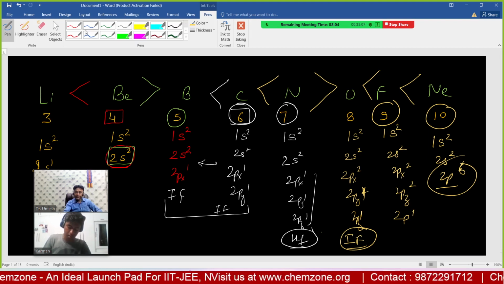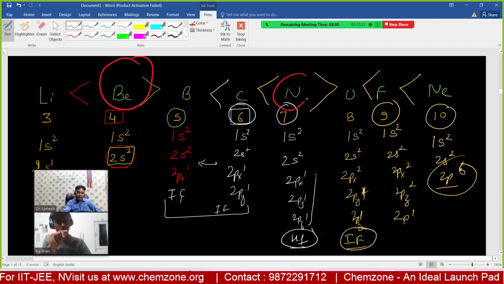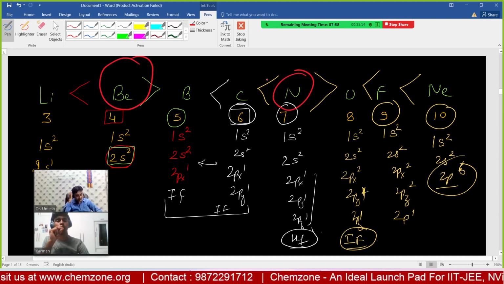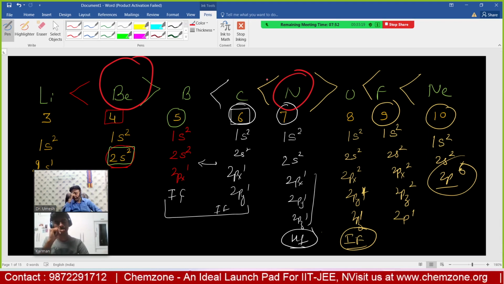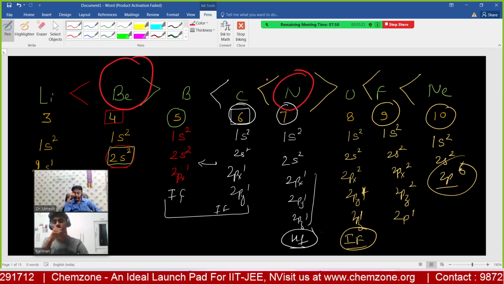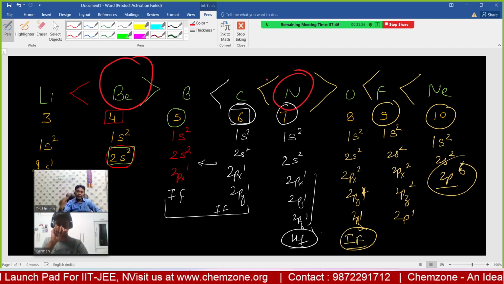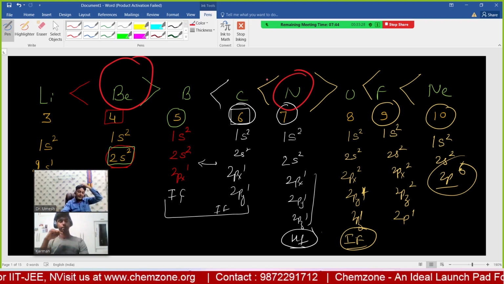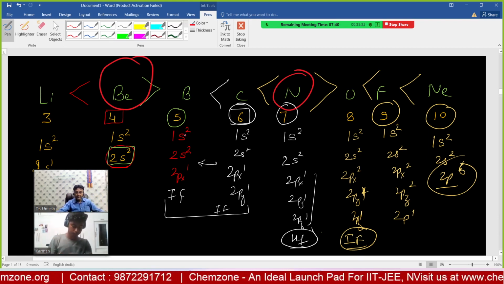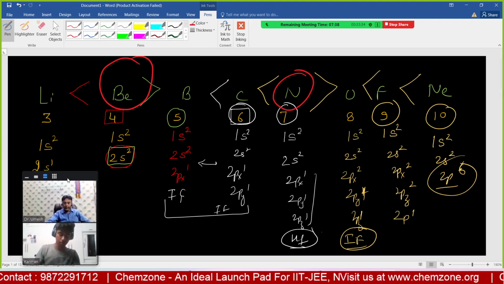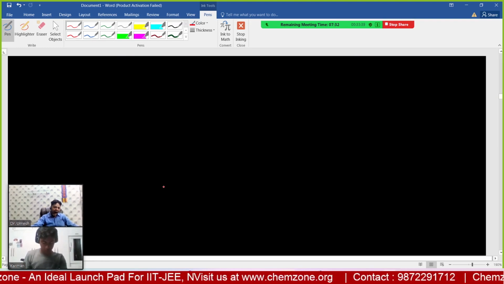So you'll find some exception cases. Number one, in the case of beryllium. Number two, in the case of oxygen. That is how we can say that enthalpy of ionization along a period is not regular. It depends upon many factors, right? Any doubt till now? No, sir.